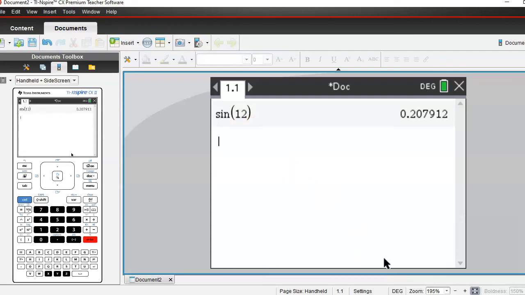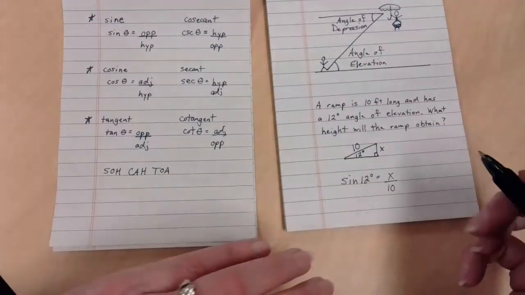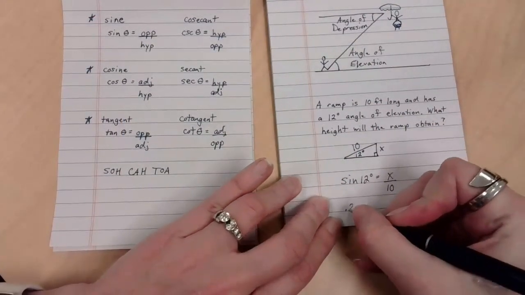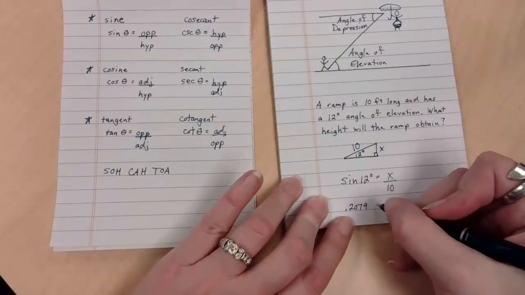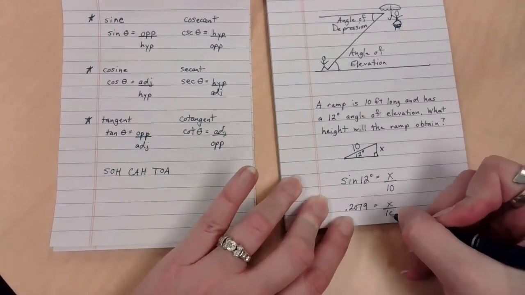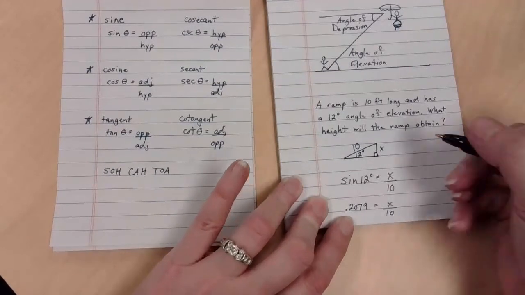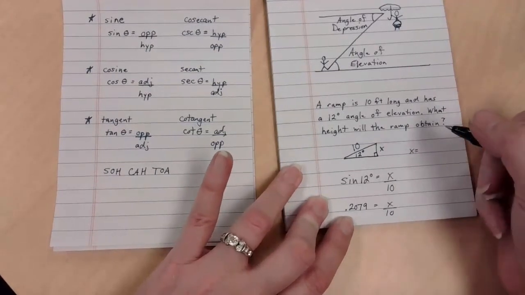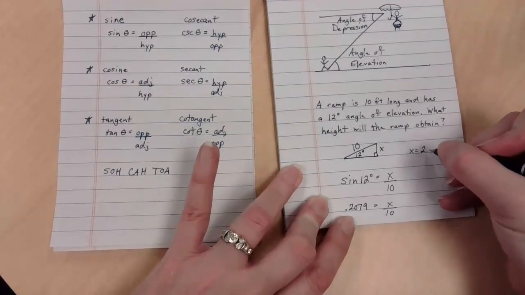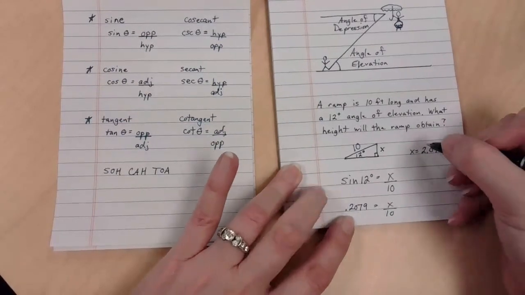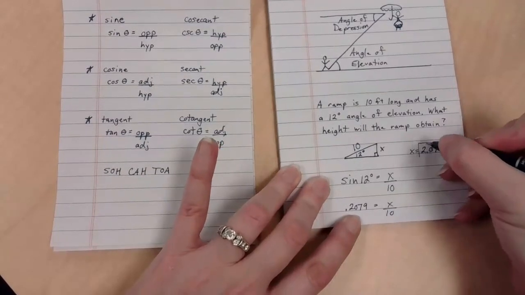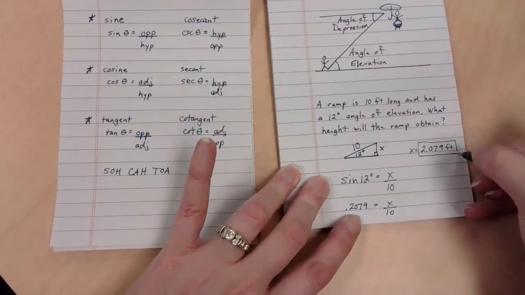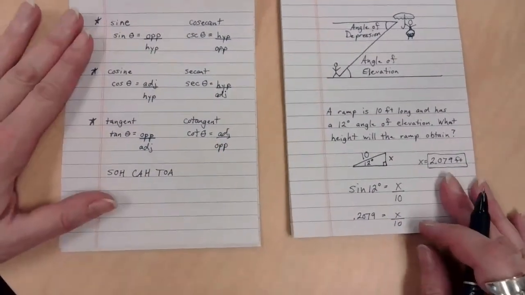So flipping back, 0.2079. If we go back to this guy, we just found out that 0.2079 is the value of sine of 12 degrees, and that equals x over 10, and if I multiply by 10, hey, I could find that out. So the height of this ramp ends up being 2.079. Probably feet, yes, there we go. It's in feet. Ta-da! There we go, that's how high it goes. It's not a very strong incline, so that makes sense.